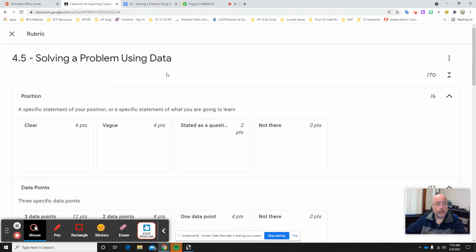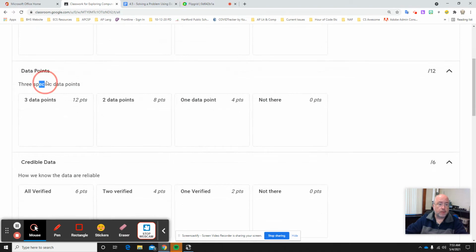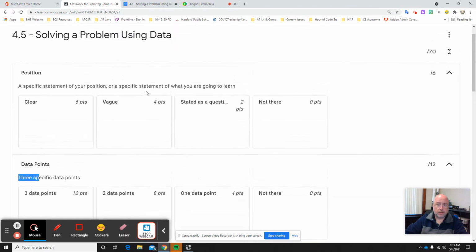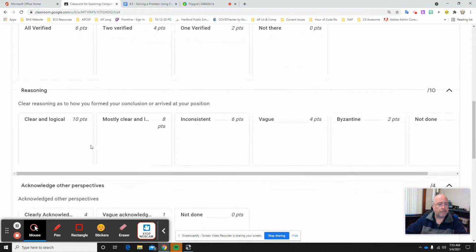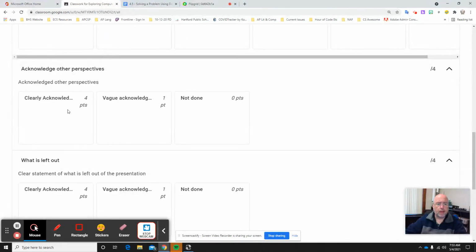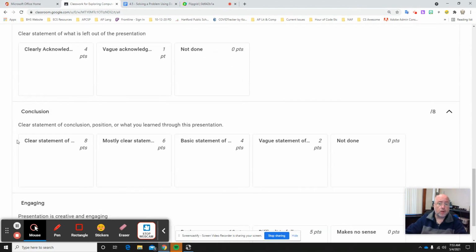How will you be graded? This is your rubric right here. I'm looking for your specific statements. I'm looking for 3 specific data points. You'll notice that's the biggest factor in this, that the data is credible. So you get 18 points just for that. That there's clear and logical reasoning all the way through. And that you acknowledge that other people may think differently, and what is left out of your presentation. So you see its strengths and its weaknesses, and that you have a clear conclusion.